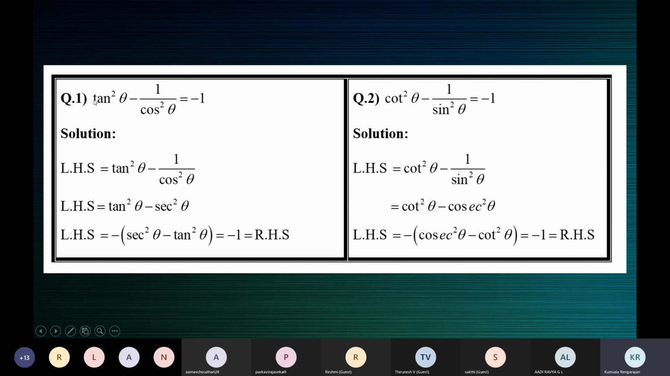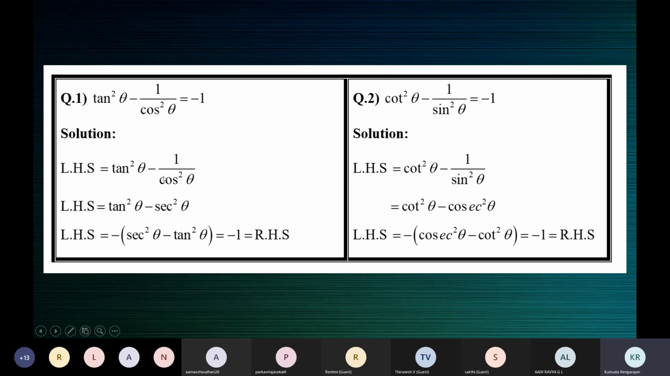See here. Tan square theta, this is the LHS, tan square theta minus 1 by cos square theta. What Shakti explained is also fine. Perfect. You can also do it like that. Be careful, sin square theta minus 1 is minus cos square theta. Sin square theta minus 1 is minus cos square theta. We should be careful there. Okay, so see the results here.